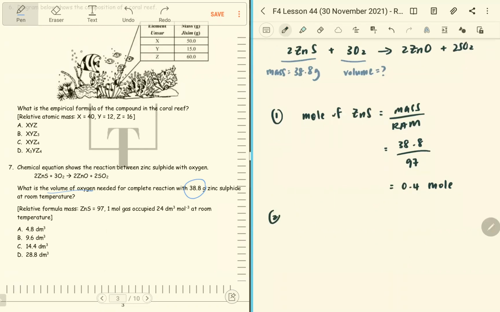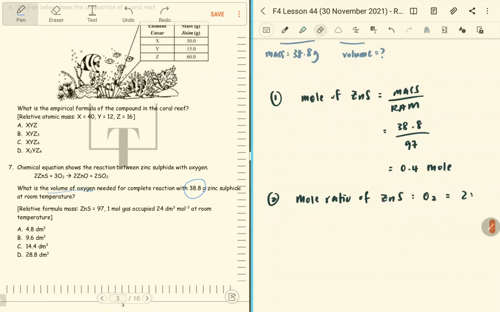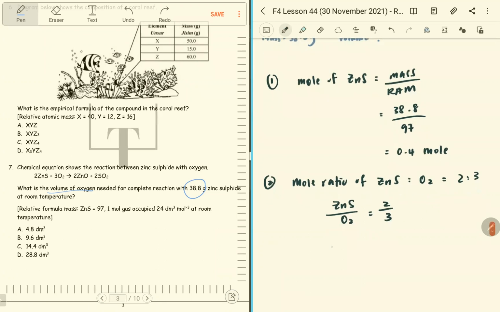When you have the mole of what you have, now we want to find out the mole of what we want. For that you can use the mole ratio. The mole ratio of zinc sulfide to oxygen is 2 to 3. This one is not too straightforward where you just times 2 or times 3 or divide by 2 or 3, because now you have different numbers, 2 and 3. So what you can do is just do the normal mathematical way. ZnS over O2 equals 2 over 3. Here the dots mean divide. ZnS we have already, 0.4. O2 we don't know, just leave it. 2 over 3.